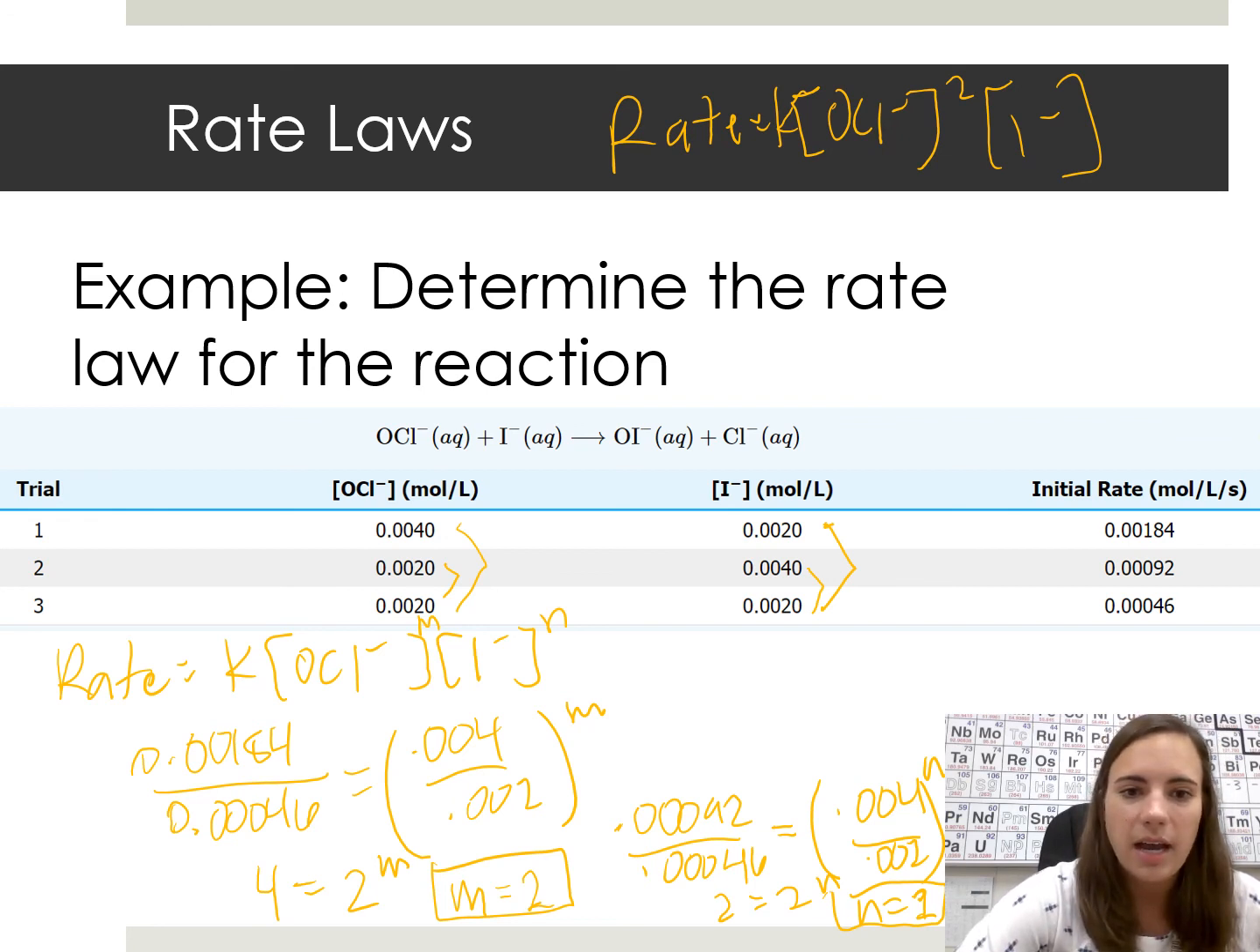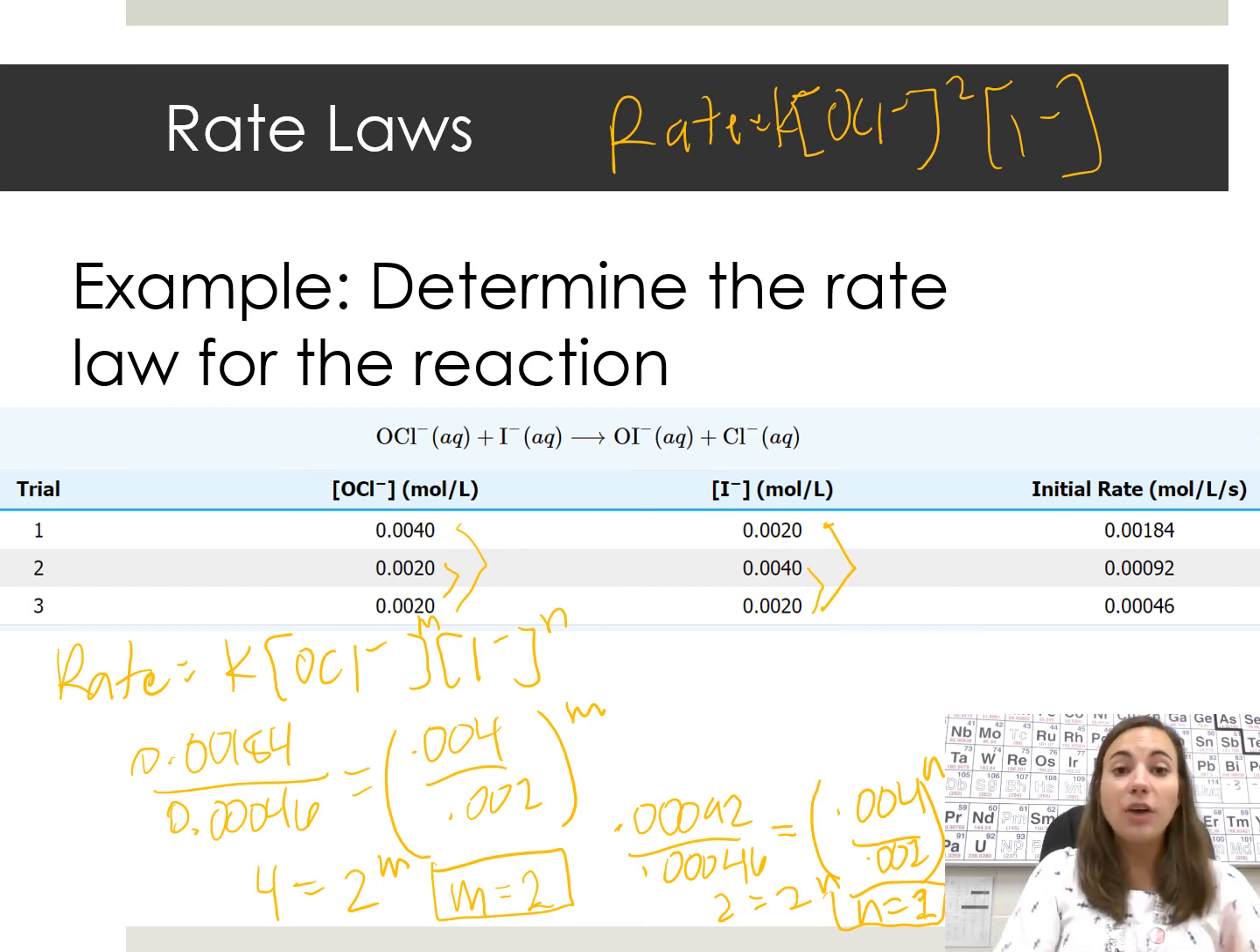And then you could say, I see when the concentration of I minus stayed the same, if OCl minus is doubled, the rate went up by 4, or when it's cut in half, it went down by 4, however you want to word it. And so I know that it's second order. So these can be justified in words. You don't have to necessarily show the math, because some of them are very, very easy to see that it's like double and double, or double and quadruple, or double and nothing happens, in which case it'd be 0 order.